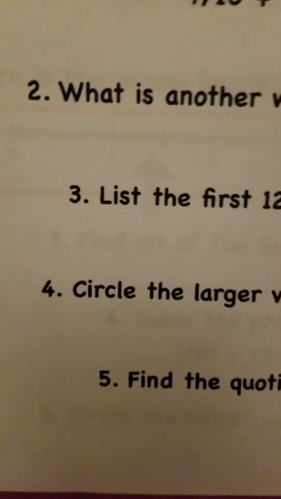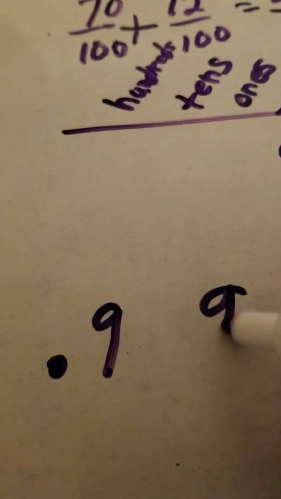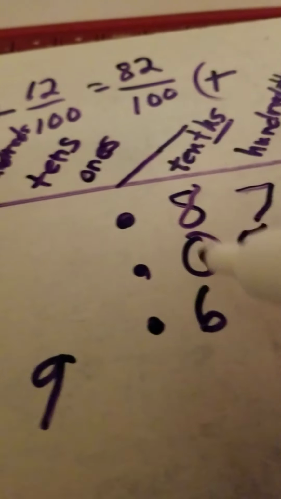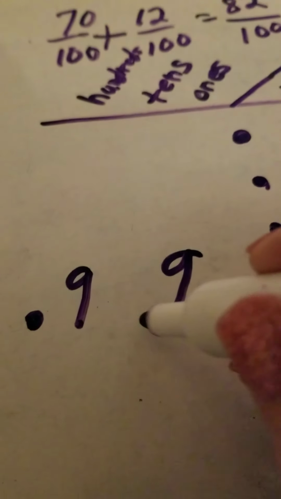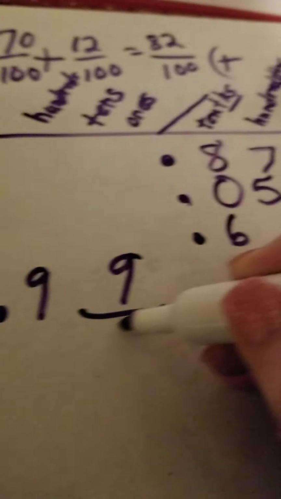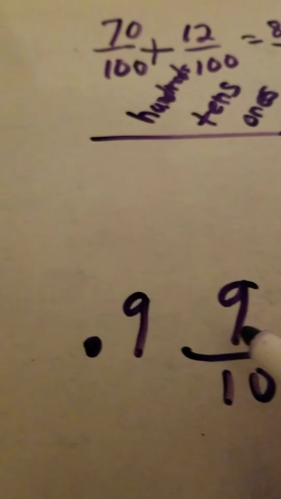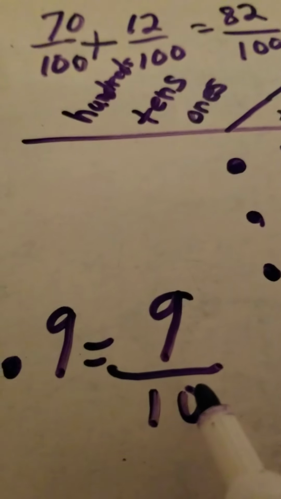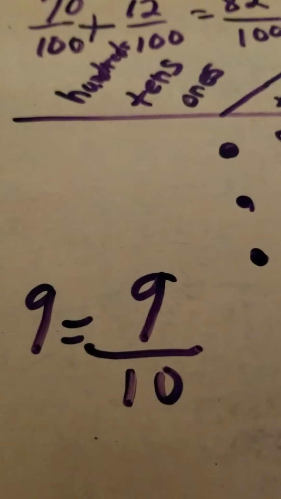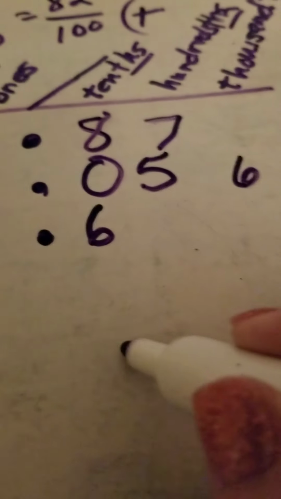Number 4, circle the larger value. If you have 0.9, what is that in fraction form? Well, it's going to be 9. And look at your decimal and your digit. Tenths. This is 9 tenths. This is the same as 9 tenths. This is decimal form. This is fraction form. Okay? So that's that fraction. Then you have decimal 0.89.